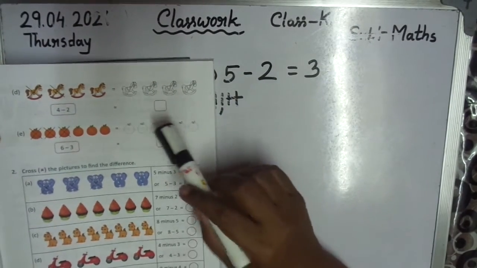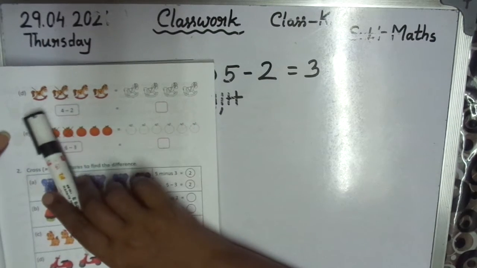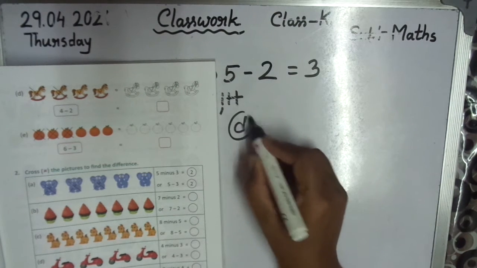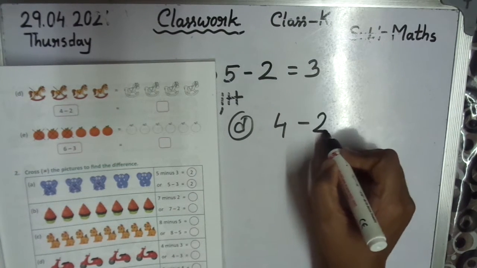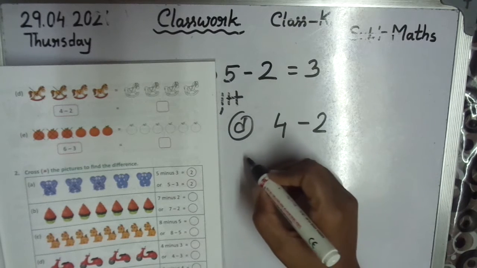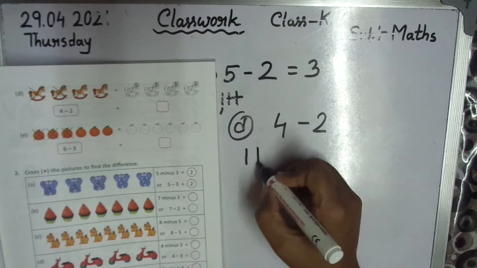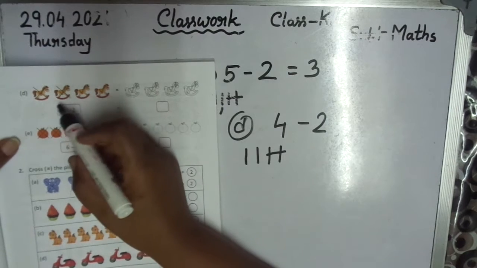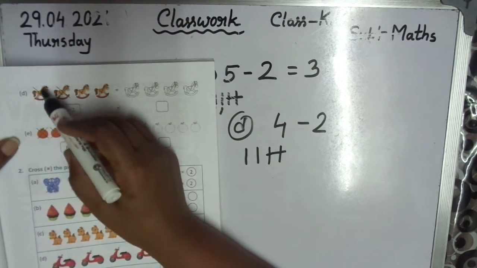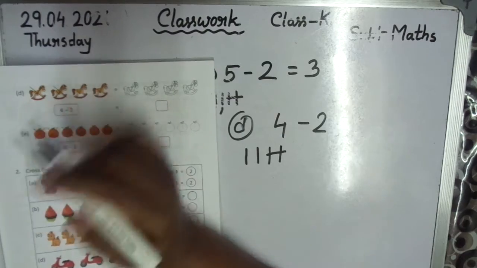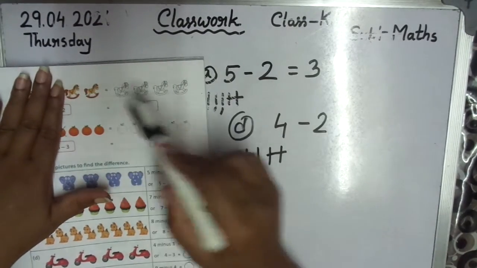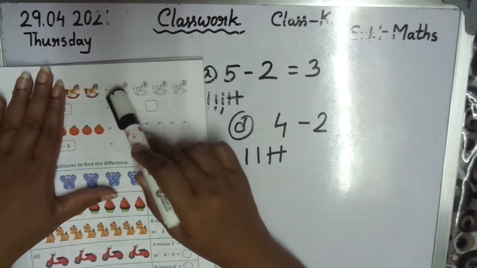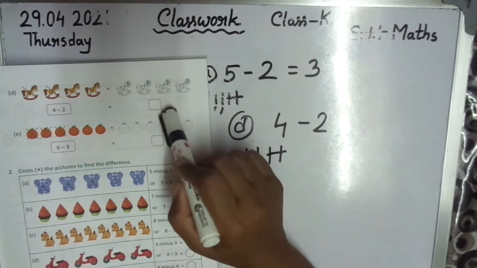Next, D. See toys here. 1, 2, 3, 4. 4 minus 2. Any problem? So you draw the lines. 1, 2, 3, 4. Minus means 2 toys cross. So left 1, 2. So the answer is 2. You color 2 toys. Answer 2.